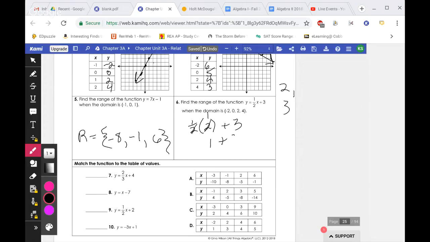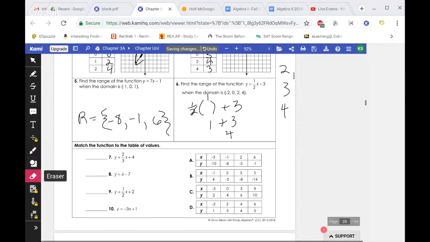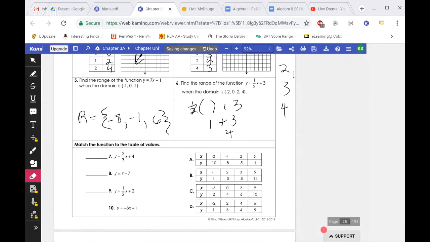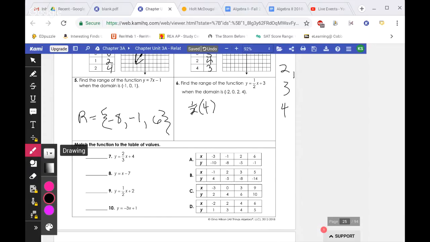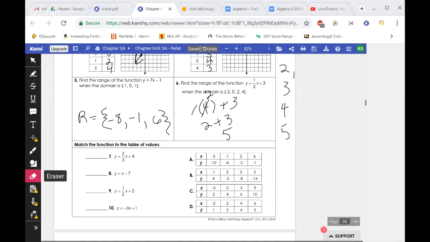Simplify before you multiply. That's going to give me a 4. The fourth and final value in this particular domain is 4. Simplify before you multiply. 2 times 1 is 2. So that's 5. So our range is going to be the set of numbers.